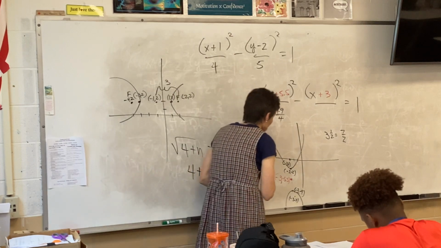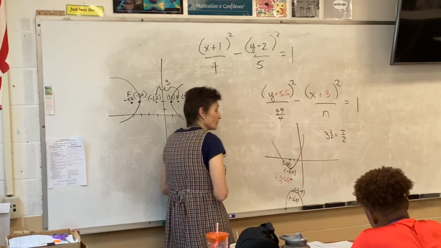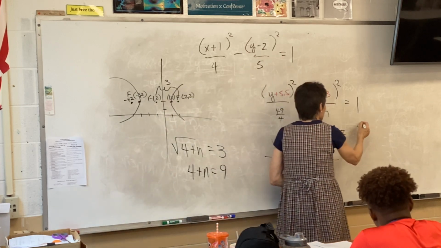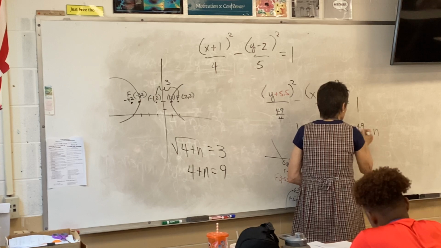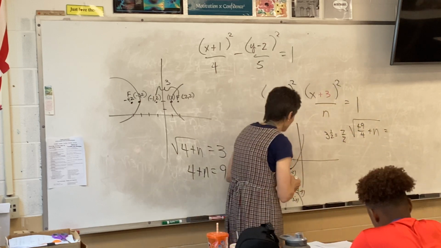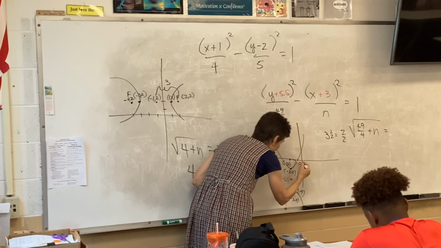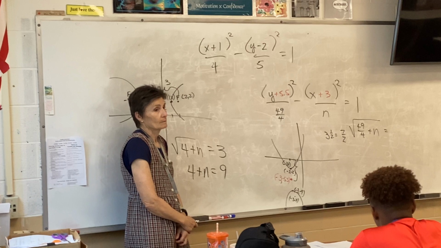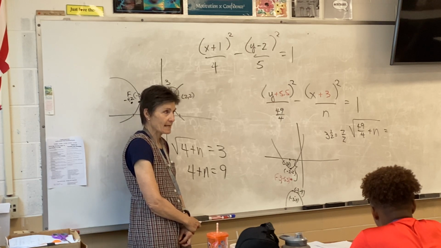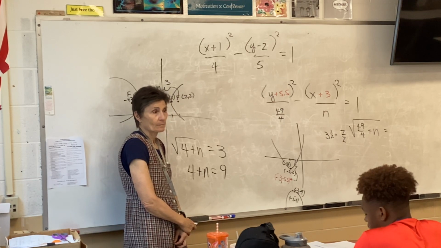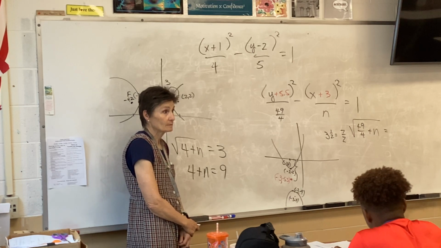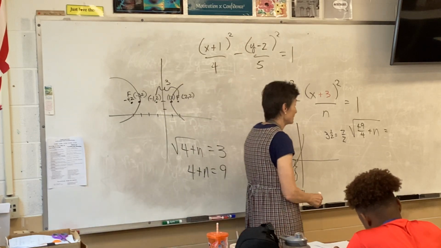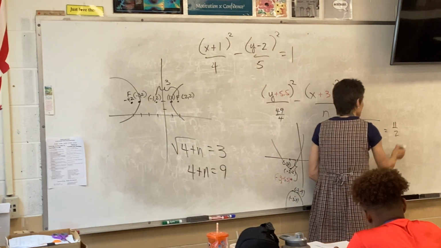Now, I need that number. I know that if I add those two together, 49/4 plus n, and take the square root, I will get this distance. How far is that distance? 5.5. I went up 5.5 and down 5.5. So 5.5 is 11 halves. I think I'm going to leave it 11 halves.